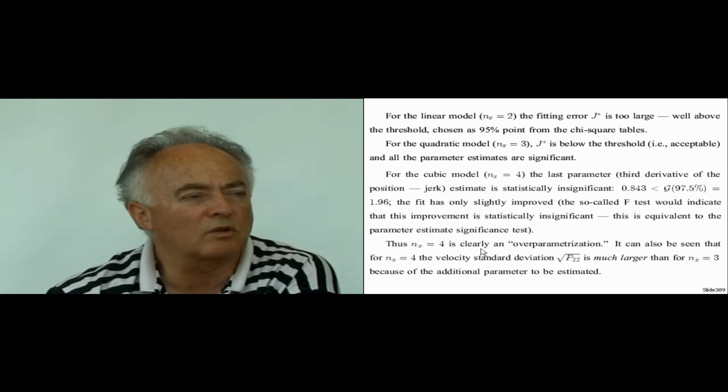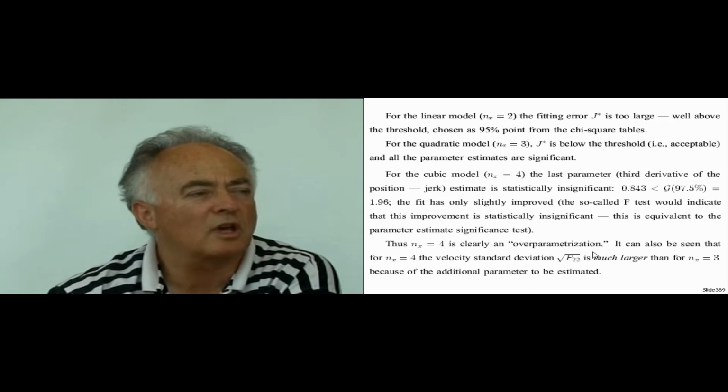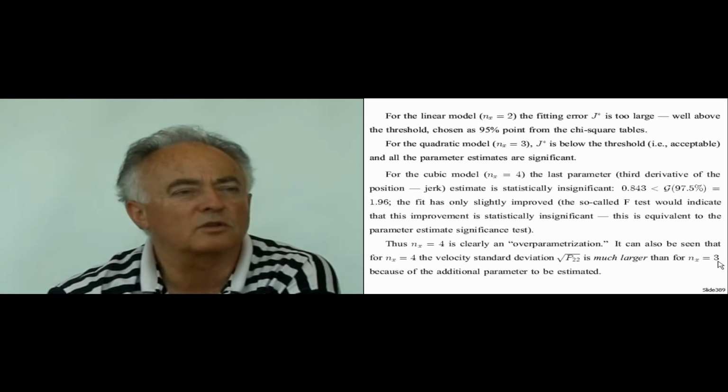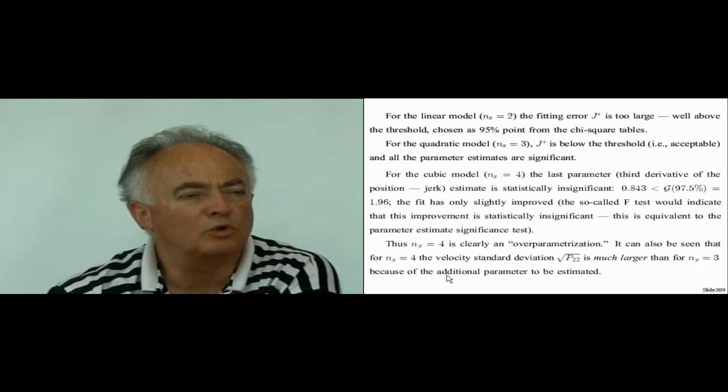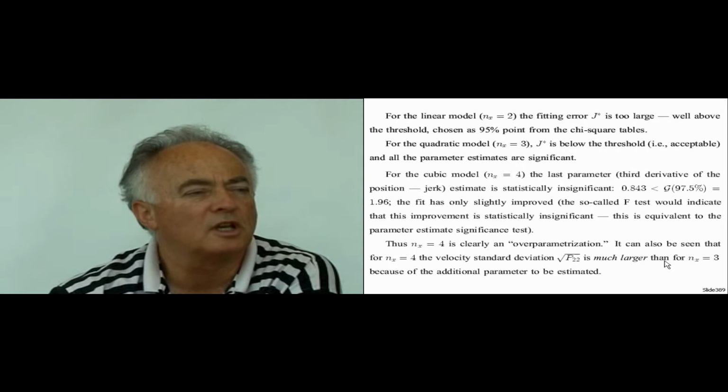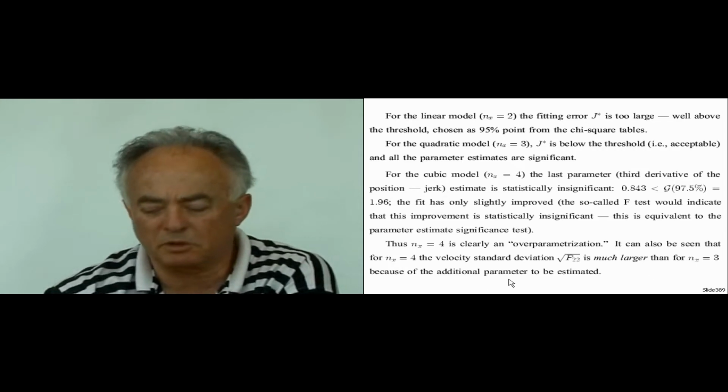Clearly, the nx equals 4 is a situation of over-parameterization, and the penalty we pay, as mentioned before, is that the velocity standard deviation is about 2.5 times larger at nx equals 4 versus nx equals 3, because of the fourth parameter.